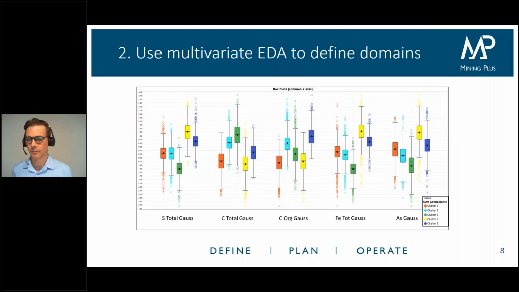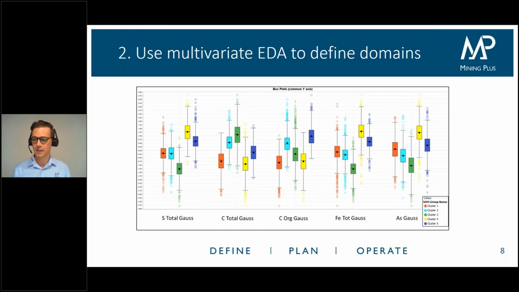We use multivariate EDA to define the domains. This was done outside of Datamine and Supervisor. We basically ran Gaussian and leveling transforms and then applied self-organizing maps and k-means clustering to come up with domains that separated out the data into, in this case, 5 different domains that are as self-similar as possible and also as distinct from each other as possible.